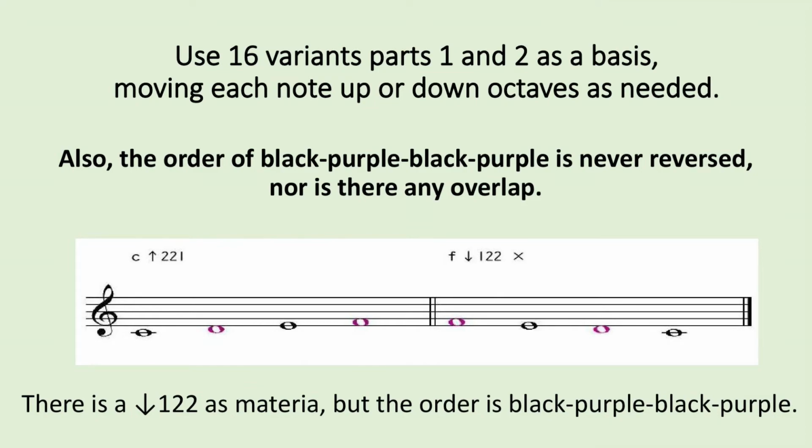Use 16 variants Parts 1 and 2 as a basis, moving each note up or down octaves as needed. Also, the order of black purple is never reversed, nor is there any overlap. There is a downward 1-2-2 as materia, but the order is black purple.